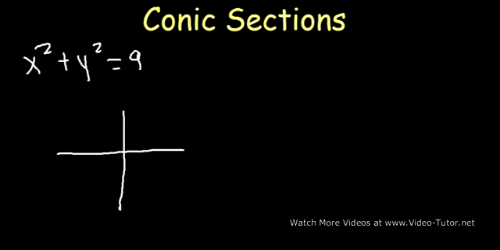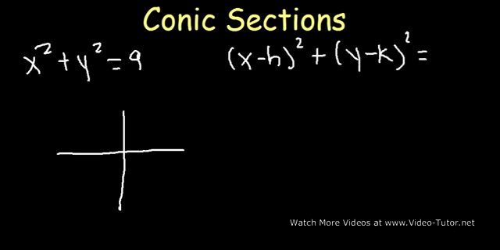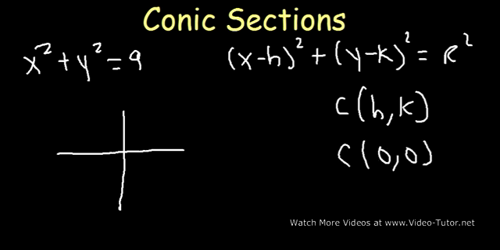Let's say we have this equation, x squared plus y squared equals 9. And this is a circle, but how can we graph this circle? So the standard equation for a circle is (x minus h) squared plus (y minus k) squared equals r squared. The center of the circle is h comma k, but there's no h and k in this problem, so the center is based on the origin. It's 0, 0. Now r squared is basically 9.